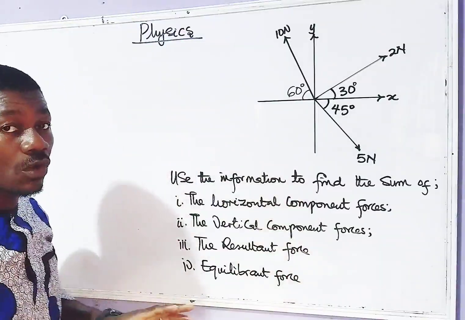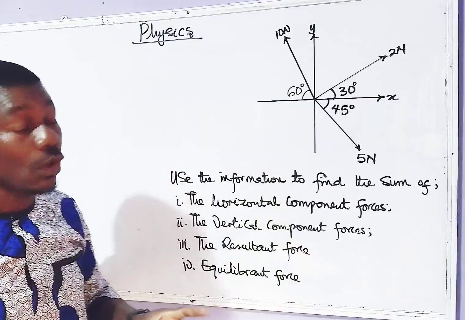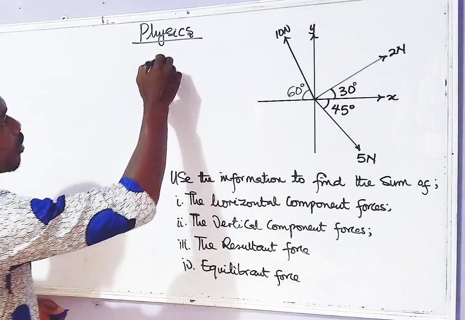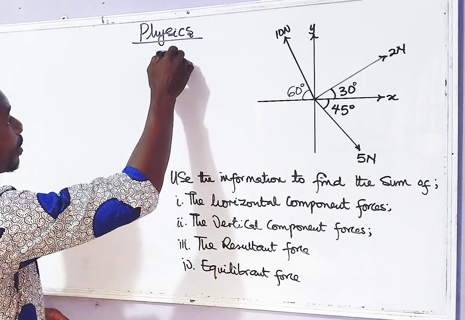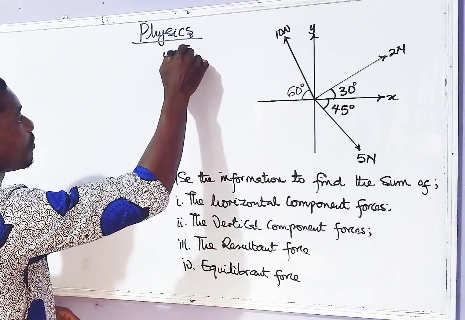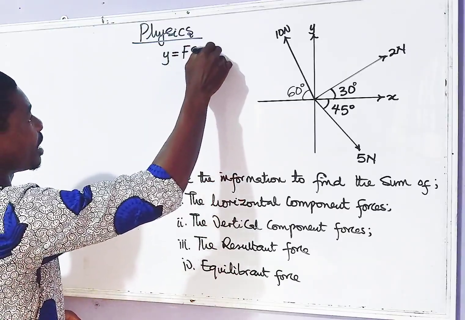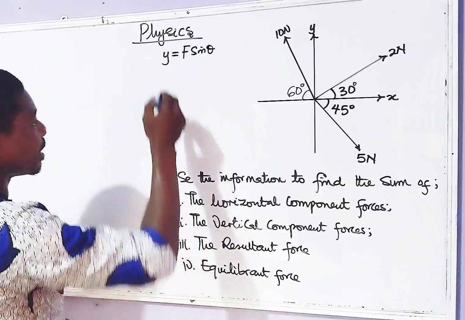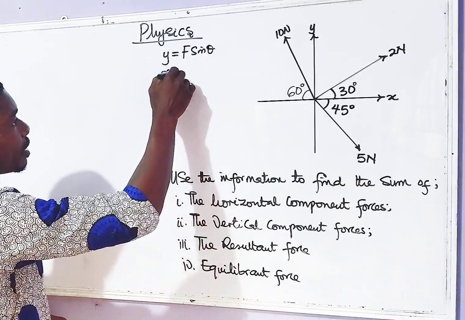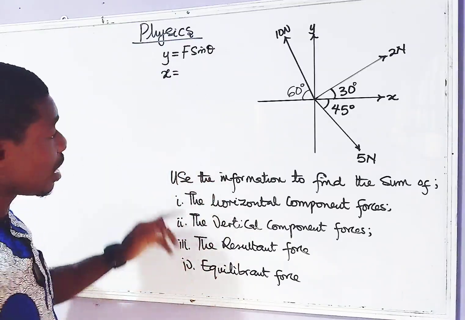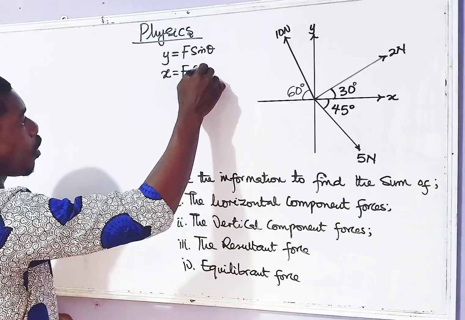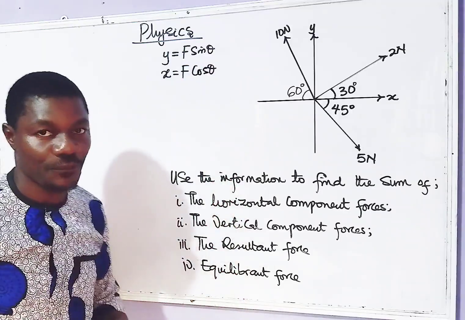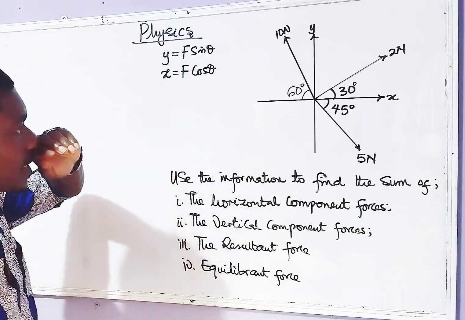Now let us recall some of these rules. For the vertical component, which is y, this gives F sine theta. For the x coordinates, which is the horizontal, it is F cos theta. Now here are the rules.